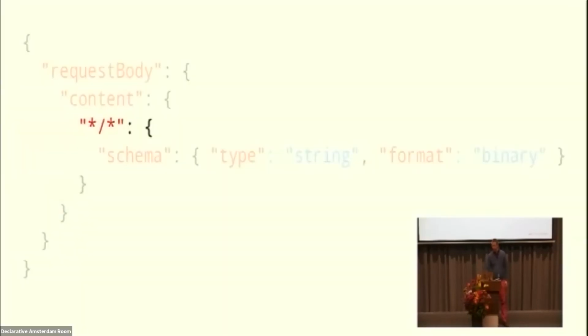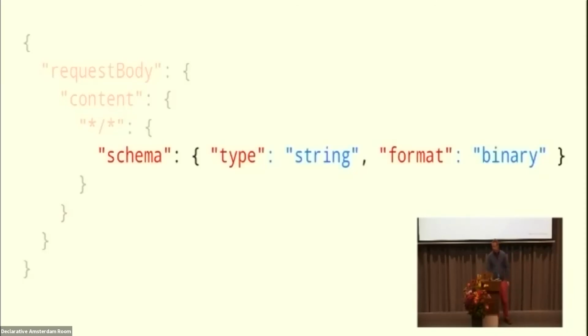And this weird little face there is also important because you can specify a request body that accepts anything. Just by saying this, you will allow anybody. And it's just string and binary. We cannot say anything about it, because it could be anything, right? Yeah.